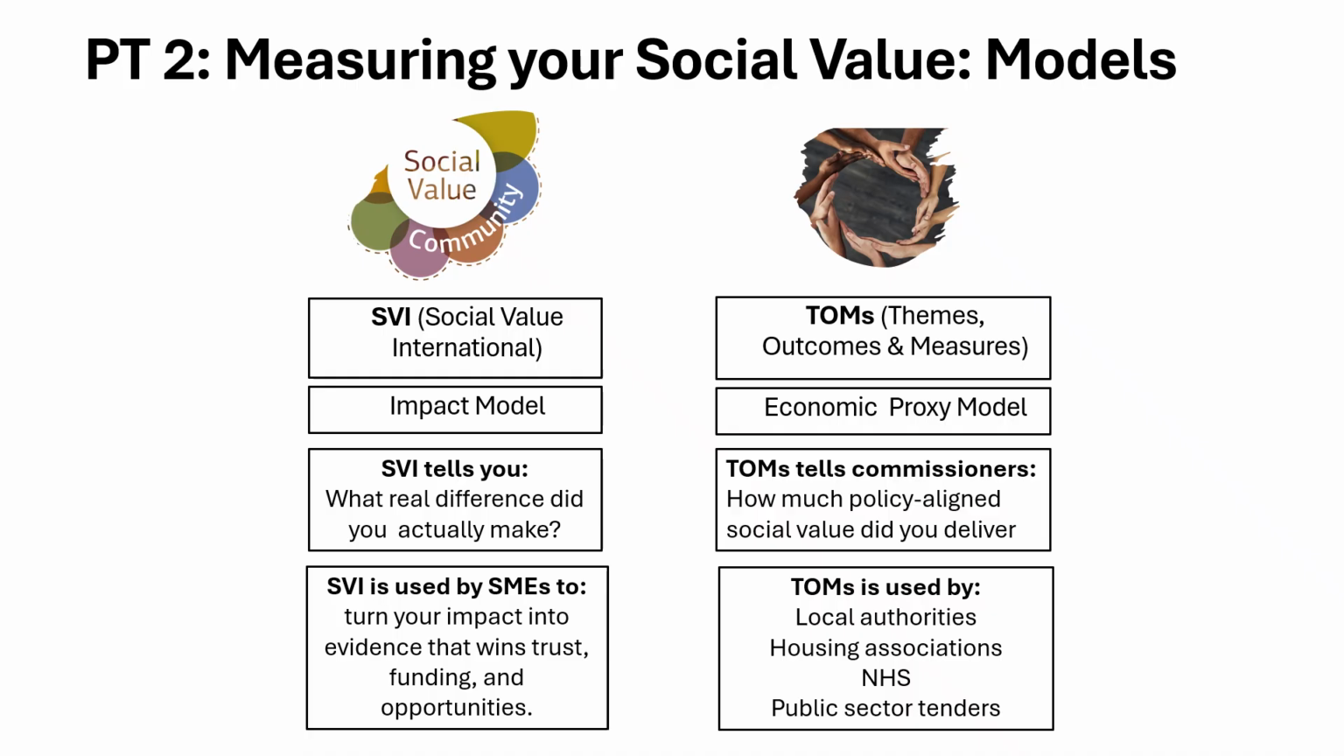There is also another model which is equally recognized, but it's focused more on the economic side of things. So the TOMS model, which stands for Themes, Outcomes and Measures, is an economic proxy model. And what essentially that does is tell commissioners how much policy aligned social value you delivered. So it's a quantifiable figure that's attributed to your social value. And commissioners, especially within the public sector, will be looking for you to use that model in order to quantify your social value. So typically, TOMS is used by local authorities, housing associations, NHS, and generally within public sector tenders.